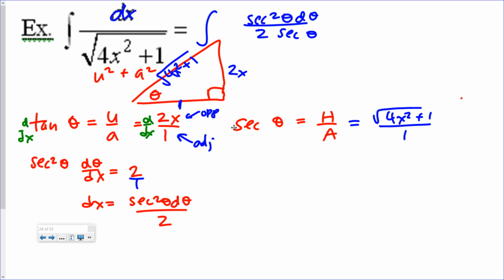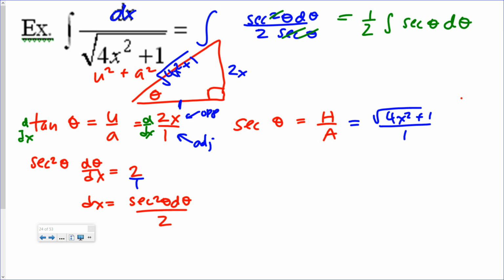A lot of times things cancel out, I would say 95% of the time. Do things cancel out here? Yes, as a matter of fact, the secant theta is going to cancel out. So what I have left here is, I think, 1/2 secant theta, is that right? 1/2 secant theta d theta.